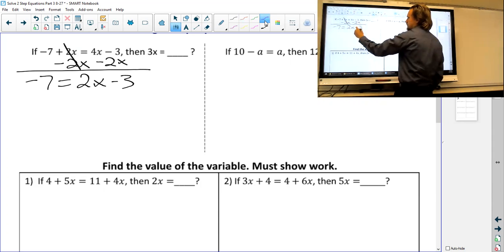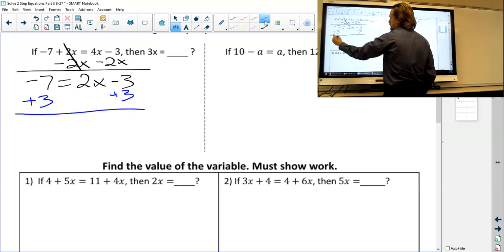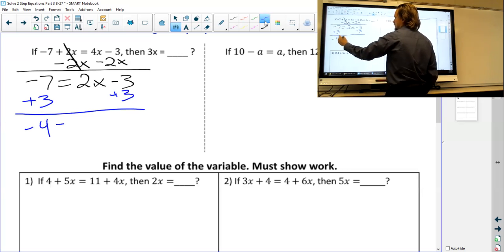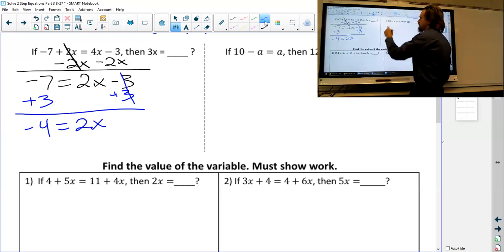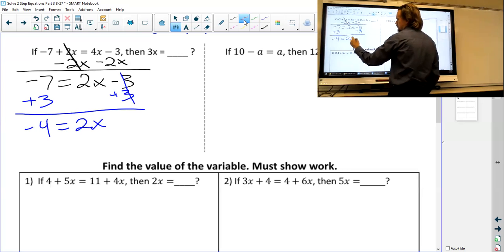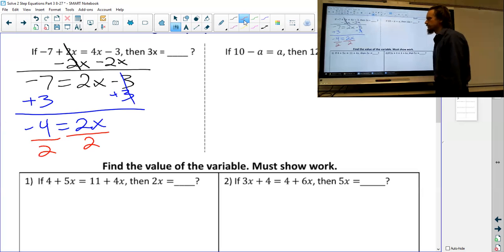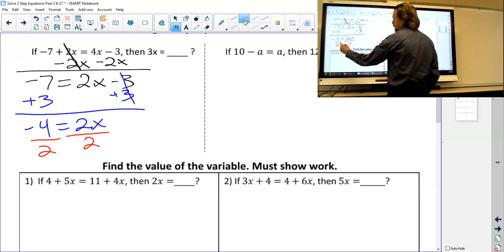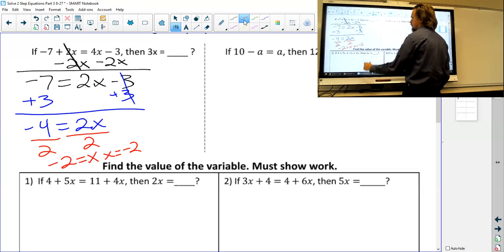So to get x by itself, we get rid of minus 3. So add 3 to both sides. Negative 7 plus 3 is negative 4 equals 2x. These will cancel. To get rid of the times 2, we divide by 2. Again, both sides. Keep everything balanced every step of the way. We're left with negative 4 divided by 2 is negative 2 equals x, or x equals negative 2.